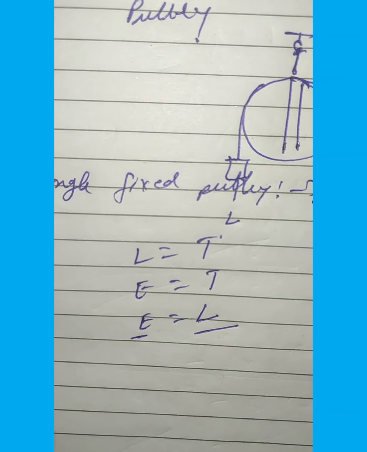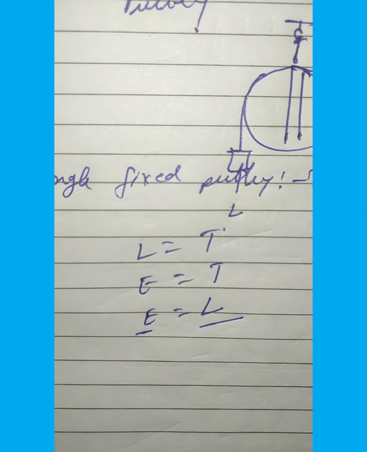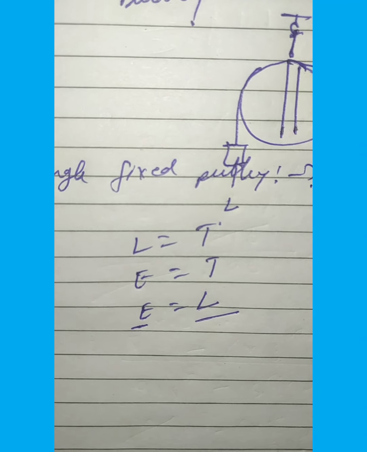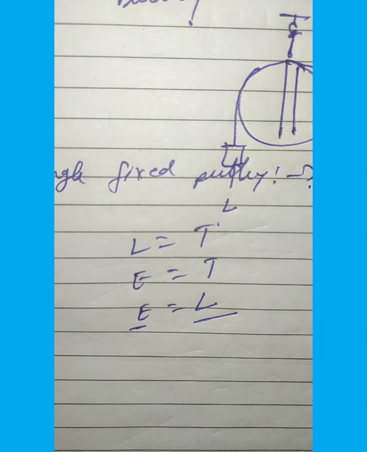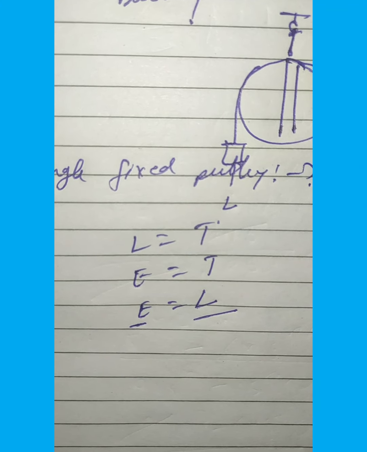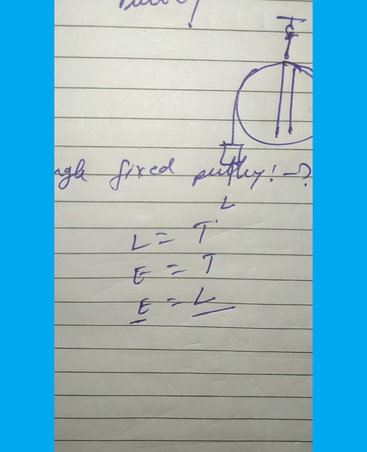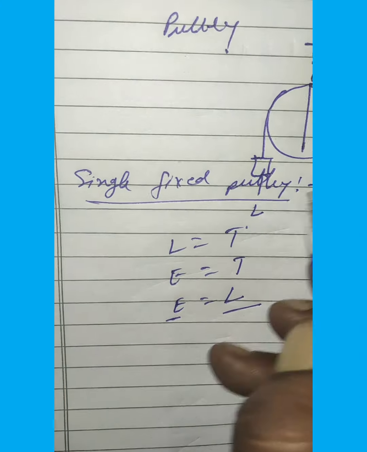But in actual practice, there is always some friction at the axle or in the pulley bearings. So the effort needed is a little more than the load to be lifted. Thus the mechanical advantage is less than 1, but the velocity ratio is 1. So efficiency is always less than 1. Now, this is the single fixed pulley.